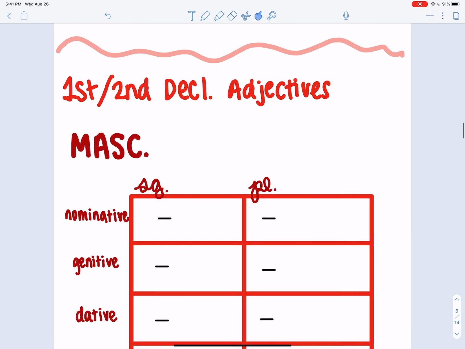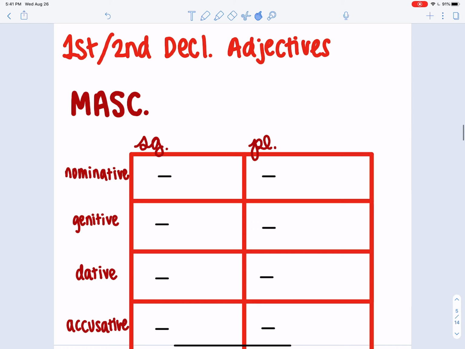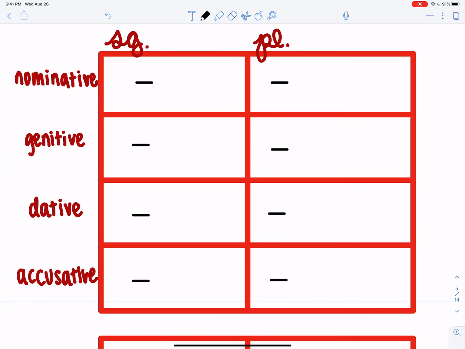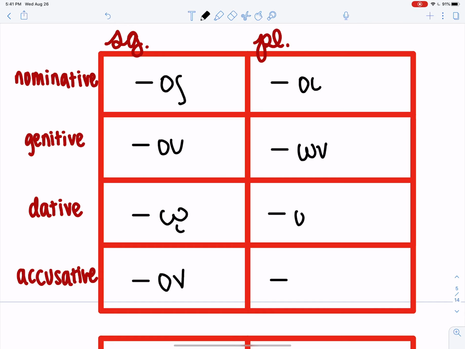Okay, let's look at first and second declension adjectives. We'll start with masculine because it could not be simpler for you. Nominative is os, genitive ou, dative o, and accusative on. In the plural, oi, genitive on, dative ois, and accusative ous.